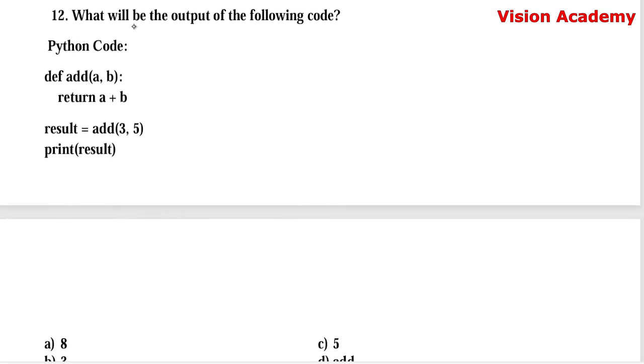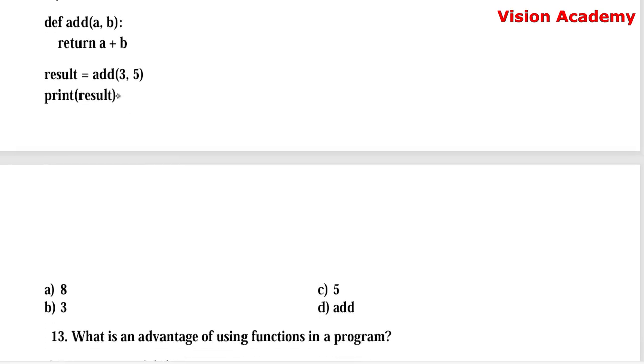Question number 12. What will be the output of the following code? Python code, def add(a, b): return a plus b, result is equal to add(3, 5), print result. Whenever we call a function, execution always starts from the function call, 3 comma 5. Both of these two are arguments. A and b are the parameters which are defined in the function definition.